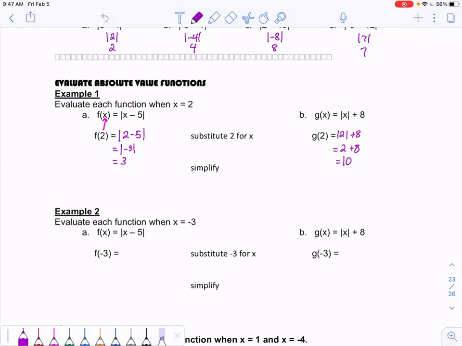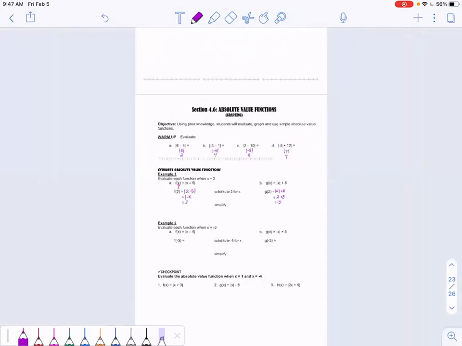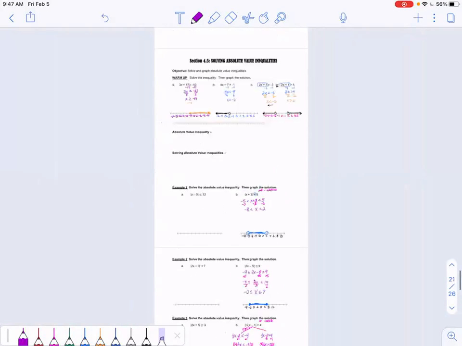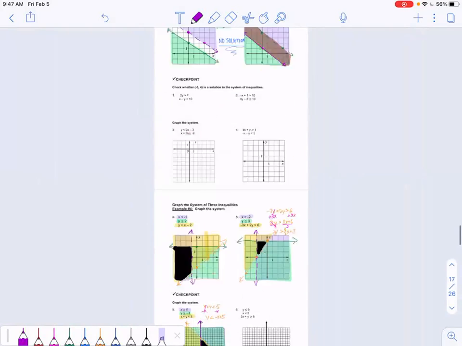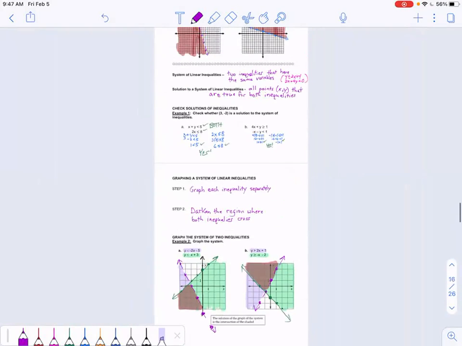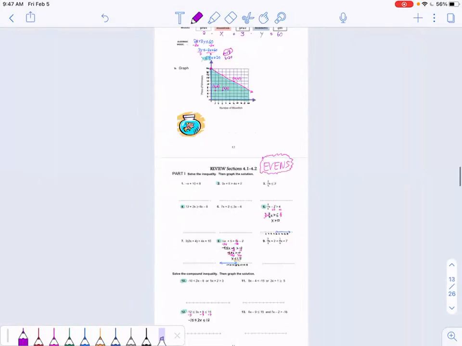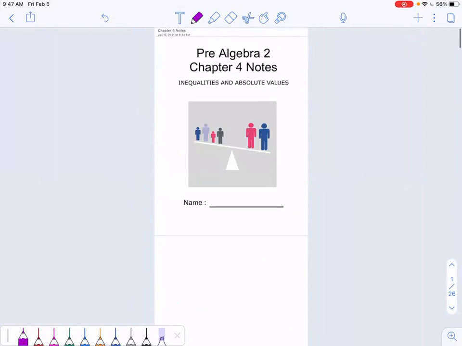Is the worksheet posted yet? This is the notes, the chapter 4 notes. Right. Are you guys from your note packet? This one here, okay? Yep.